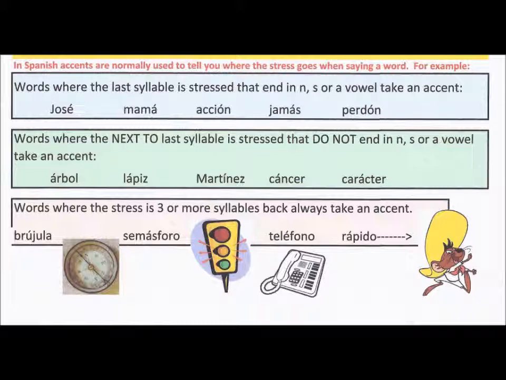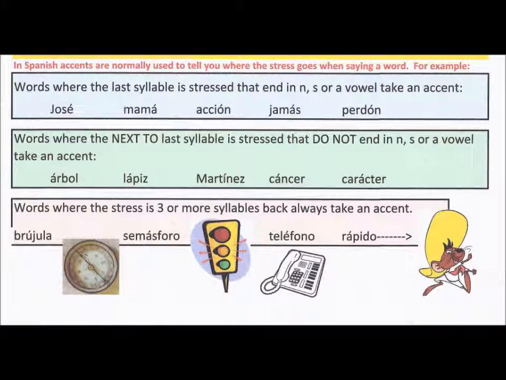Words that end in N, S, or a vowel, where the stress is on the last syllable, take an accent. Okay, let's look at the next set. Árbol, lápiz, Martínez, cáncer, carácter. These are words where the stress is in the next to the last syllable, and there's a written accent when they do not end in N, S, or a vowel.